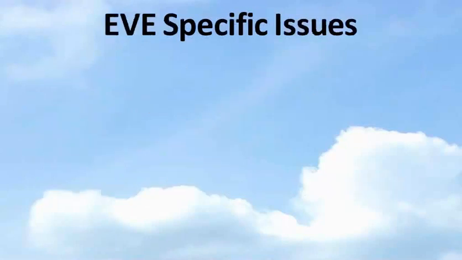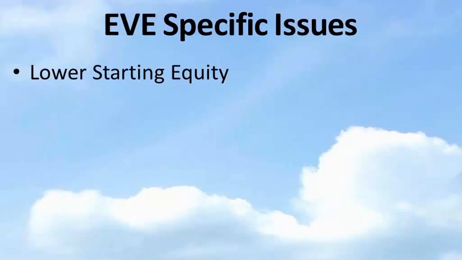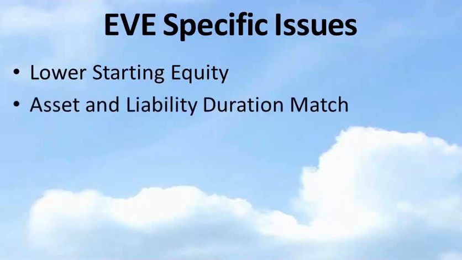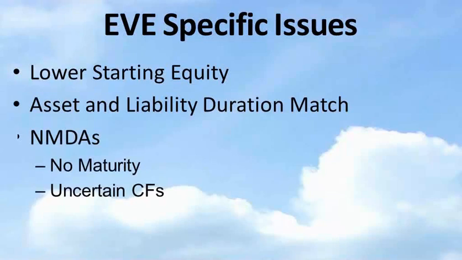Okay, with those basics covered, let's talk about a few things specifically about EVE. Number one, if you have a lower starting equity position, sometimes we run into a financial institution that's in a bit of a difficult situation. Maybe they've had credit issues that have turned into a capital issue. Your EVE results can vary wildly. The second specific thing is, if you've got a really good match between your asset and liability durations, typically EVE is going to be a smoother concept.